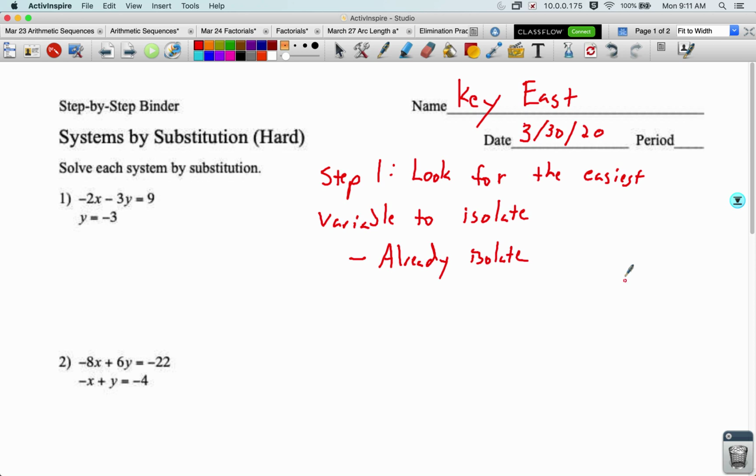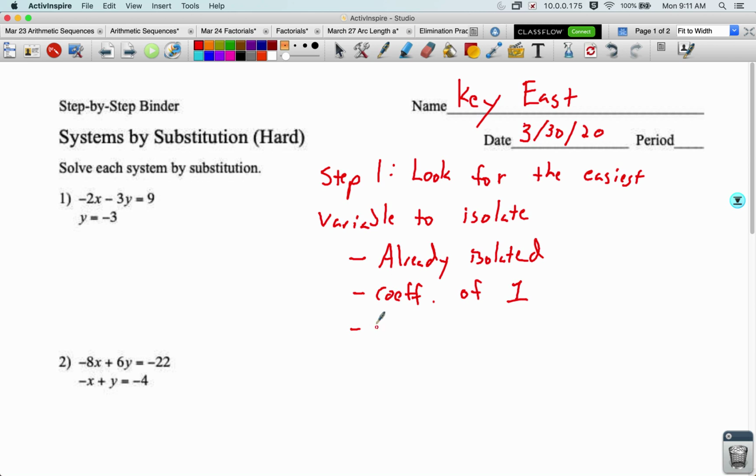So we're not going to assume that it's a hard type problem. Maybe you do already have a variable that's isolated. All right. It could have a coefficient of 1. If it has a coefficient of 1, it's pretty easy to isolate because you can just move everything away from it.